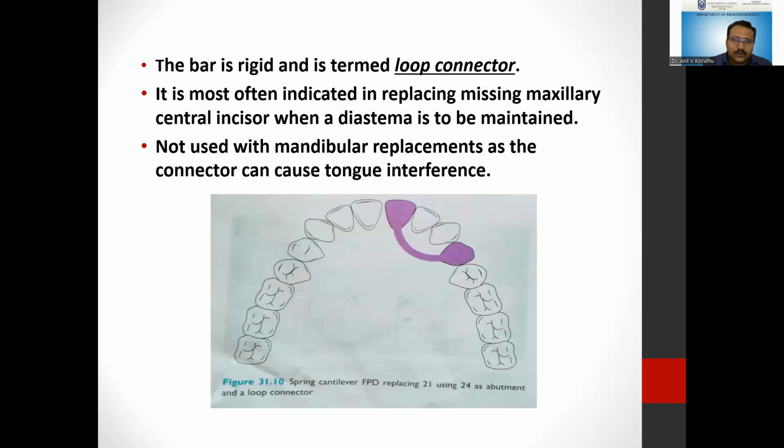Like it is shown in the picture, you can see a U-loop connector. See, you are replacing a central. Maybe the lateral won't be of sufficient support, and you know that this particular tooth is your canine, which is in the corner area. So rather than using a canine, a single tooth can be replaced with the help of a spring cantilever. So support is taken from the premolar and it replaces the incisor.